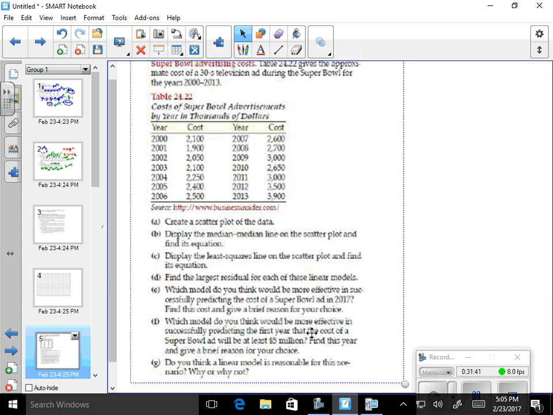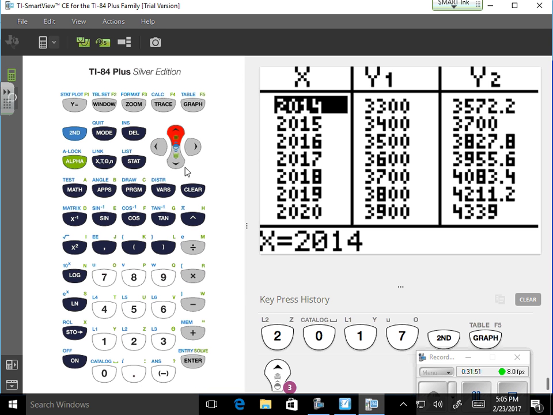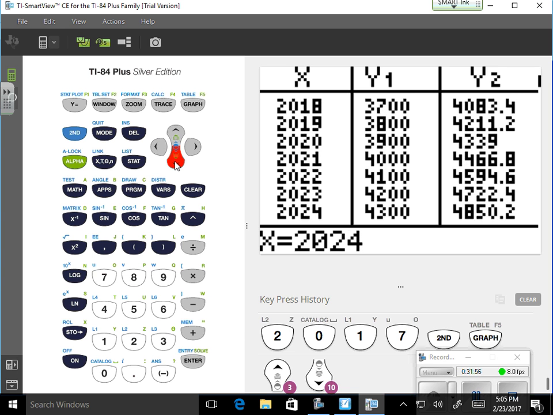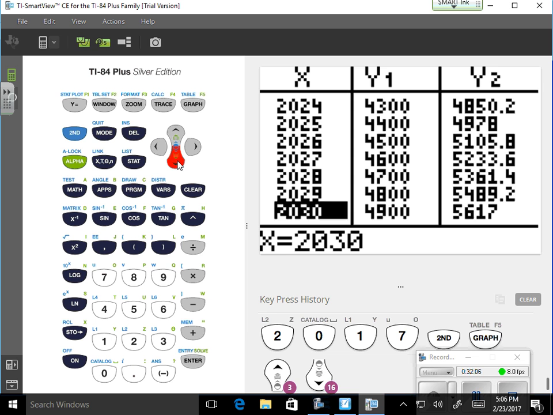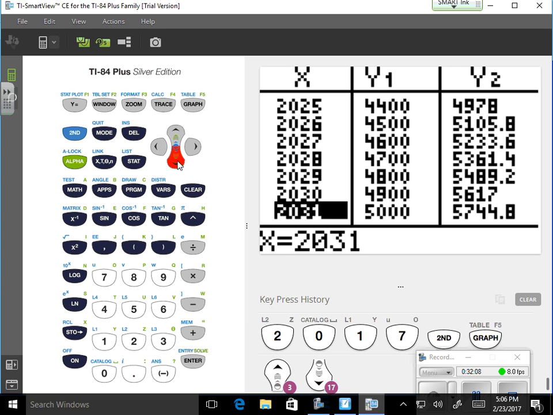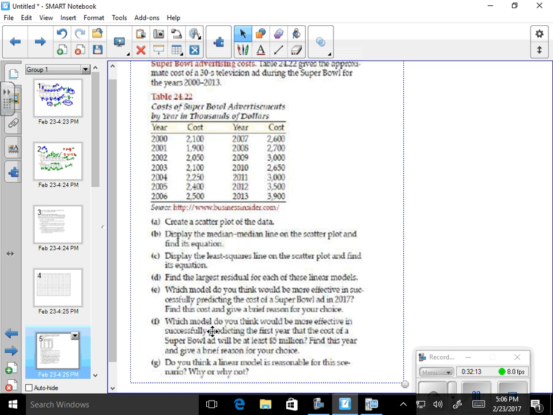Now, predicting the first year that the cost of the Super Bowl ad will be at least $5 million. When will it be $5 million? If we use that same one, then $5 million will happen in 2026, according to the linear regression line, and it'll happen in 2031 if we use the median line. So you can choose and just give a reason for your prediction.